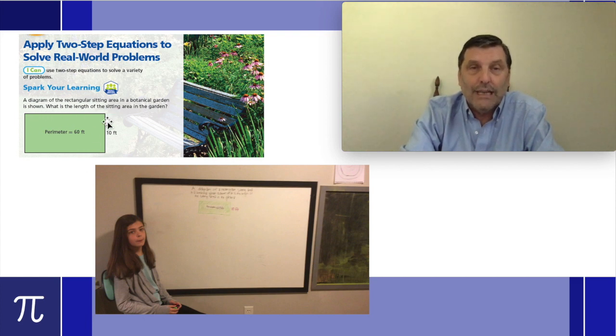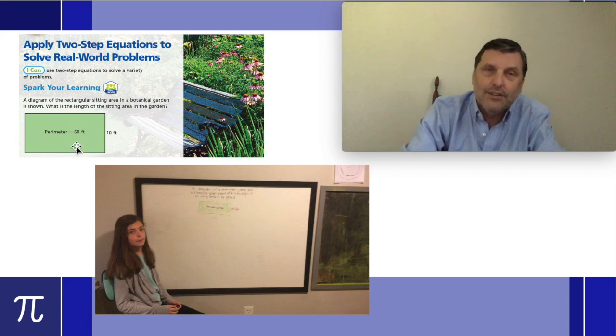And they told you the length of one side is 10 feet. They want you to find this longer length right here. They've told you this width or this side is 10 feet. Could you find that given the 60 perimeter?